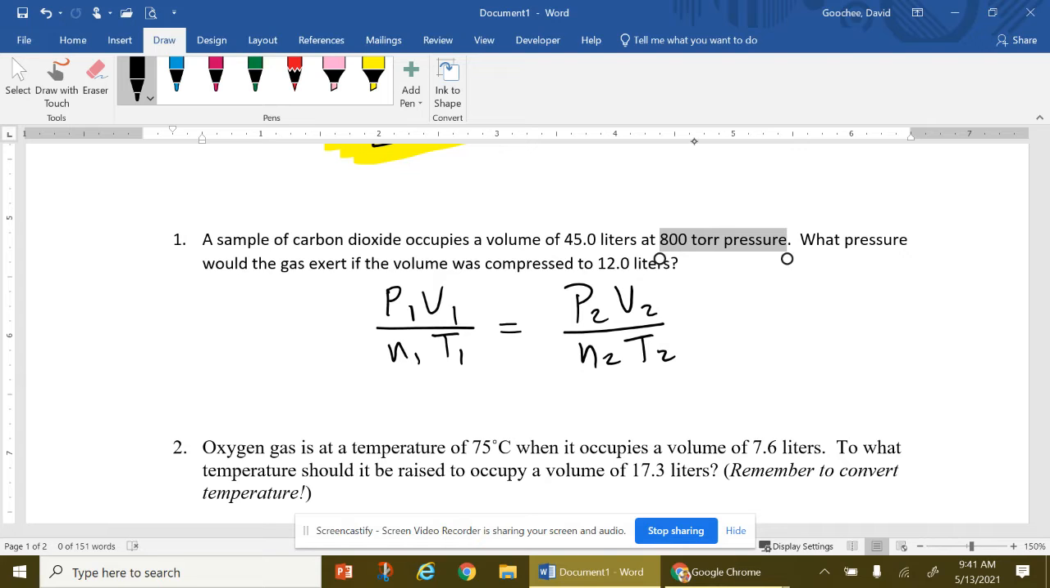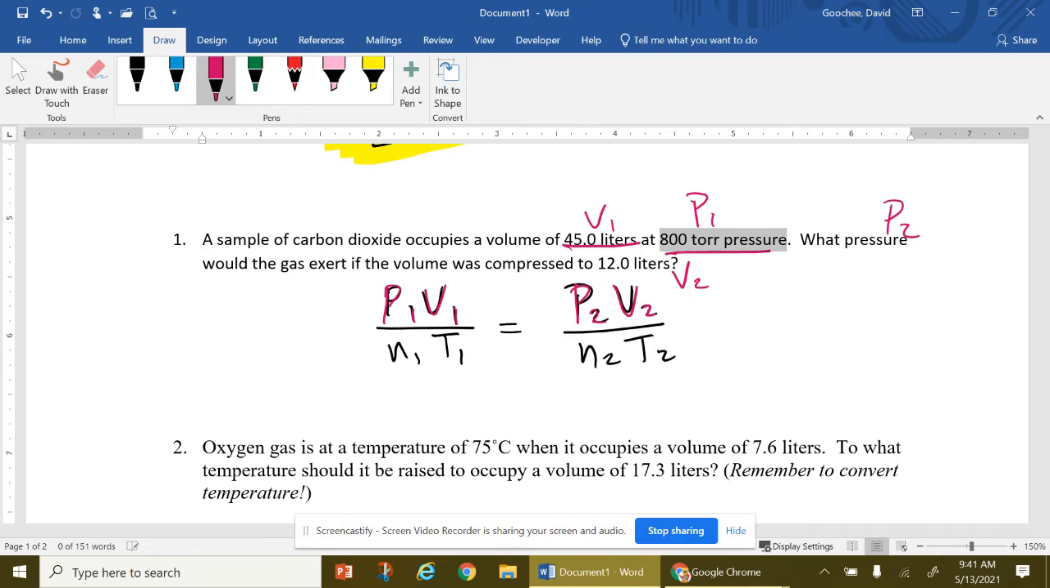Now, what have we got here? This gas occupies a volume of 45 liters. That's the initial volume. And an initial pressure of 800 torr. That's the initial pressure. What pressure would the gas exert if the volume was compressed to 12 liters? So 12 liters is the second volume. And the pressure we're trying to find is the second pressure. So we've got the initial pressure and the initial volume, and the final pressure and the final volume.